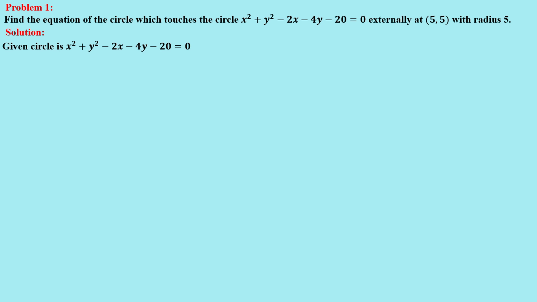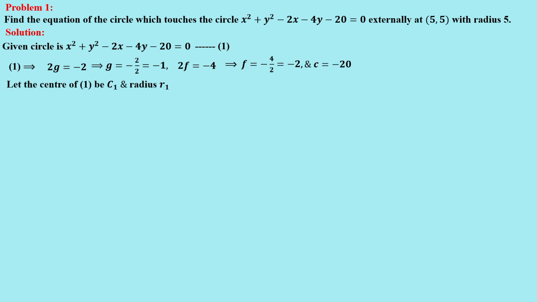So given circle is x square plus y square minus 2x minus 4y minus 20 equal to 0. That is equation number 1. 1 implies 2g, the coefficient of x, is equal to minus 2. Therefore g is equal to minus 1. 2f, the coefficient of y, is equal to minus 4, so f is equal to minus 2. And c, the constant term, is minus 20.